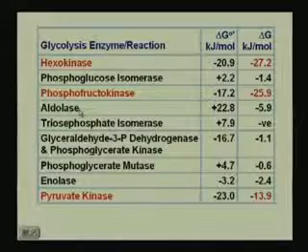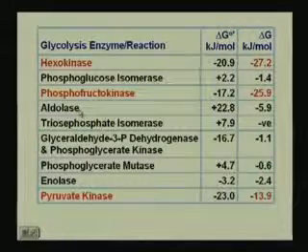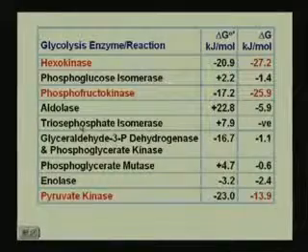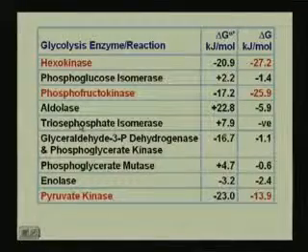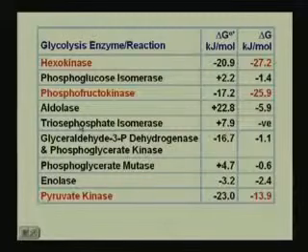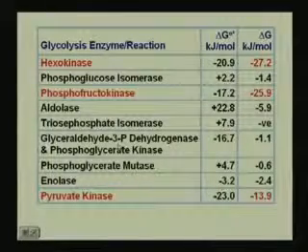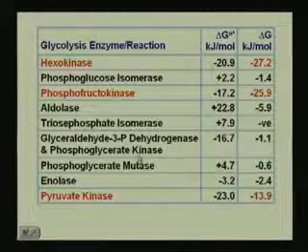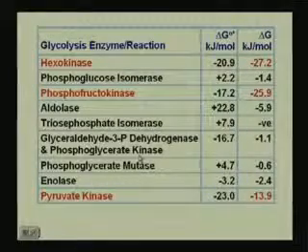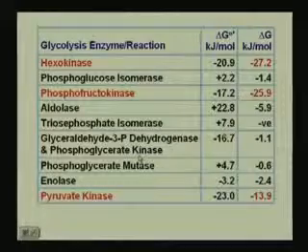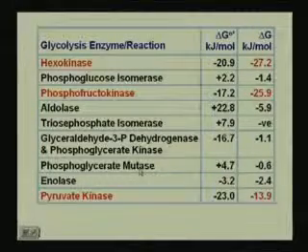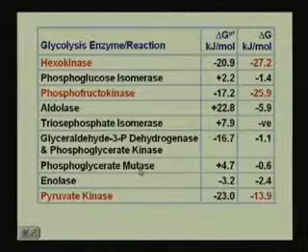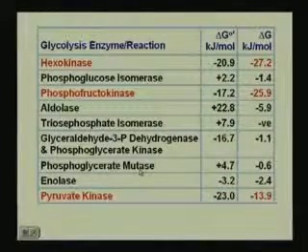Aldolase breaks it up into dihydroxyacetone phosphate and glyceraldehyde-3-phosphate. The isomerase interconverts dihydroxyacetone phosphate and glyceraldehyde-3-phosphate. Then we have glyceraldehyde-3-phosphate dehydrogenase. Then we have phosphoglycerate kinase that is going to create the bisphosphoglycerate. The bisphosphoglycerate then has a mutase acting on it, where it creates from 3-phosphoglycerate it goes to 2-phosphoglycerate.